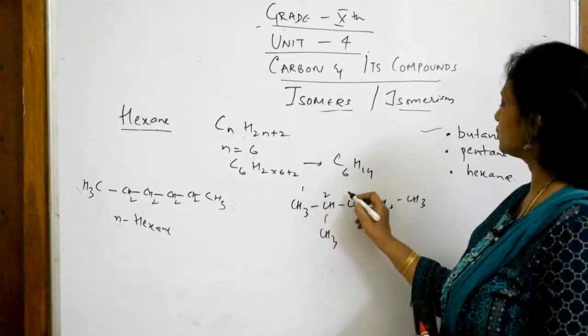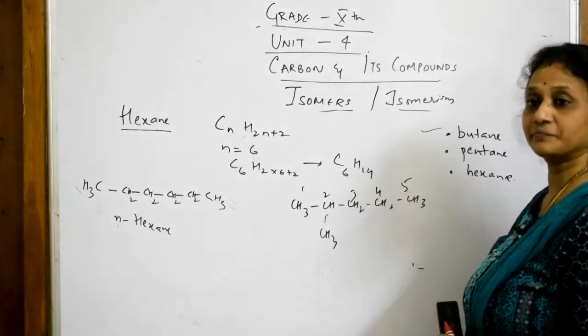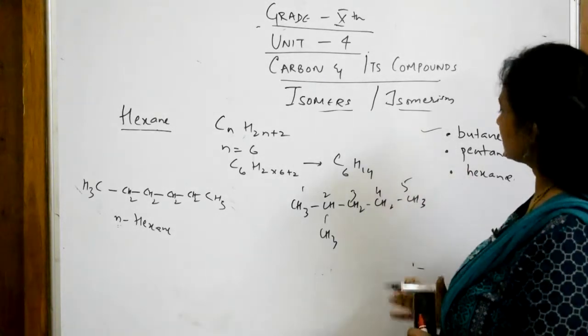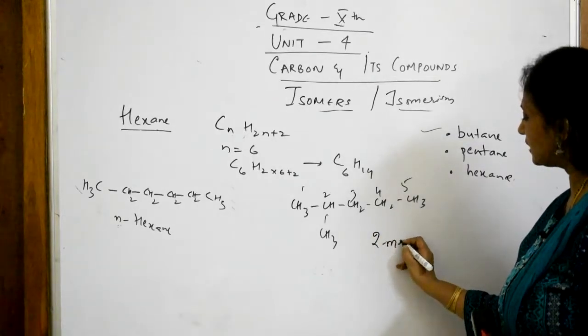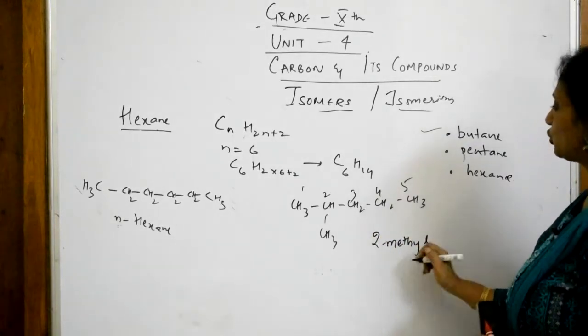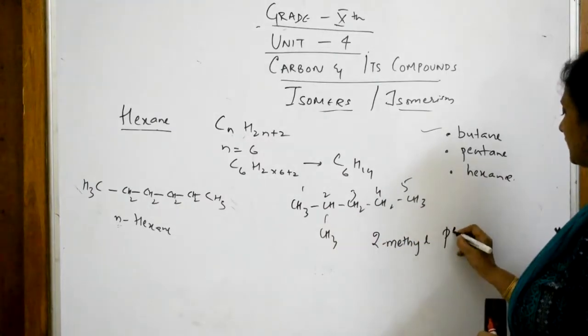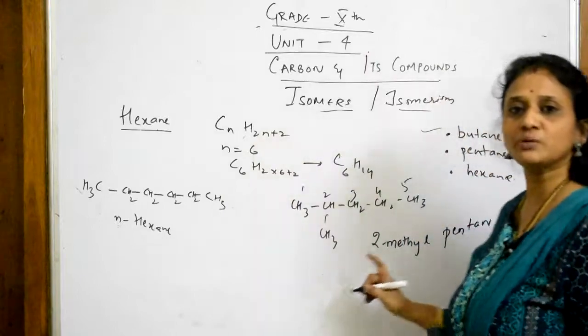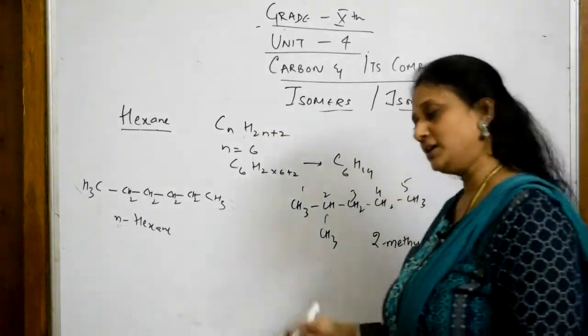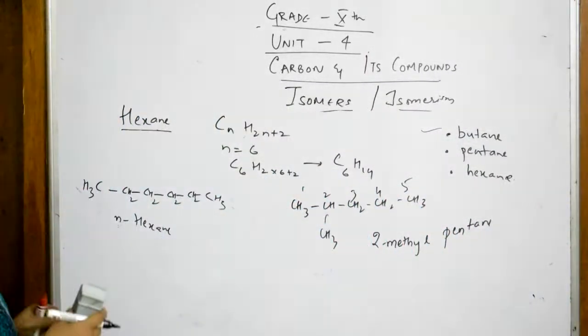This is 1, 2, 3, 4, 5. Correct? Now did we write extra? Correct only. So the name of this compound is 2-methyl, just see here, 2-methyl, how? What? Pentane. Earlier it was hexane, now it has become 2-methylpentane. Correct? Now let us write one more isomer of this.